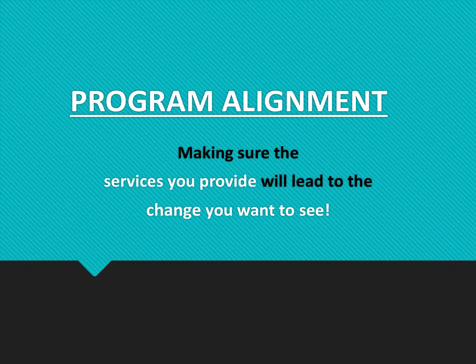Welcome to the module Program Alignment. In this module, we will describe how to clarify the cause and effect relationship at the heart of your program. This training is designed to deepen your understanding of how to create alignment by using concepts from your theory of change and your program logic model.